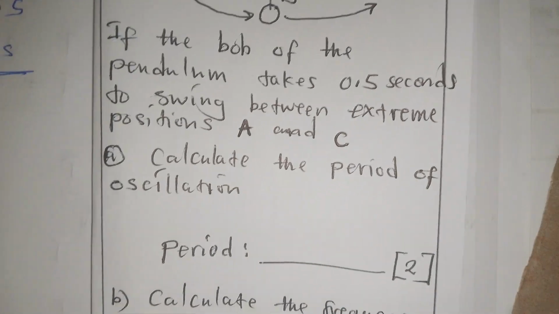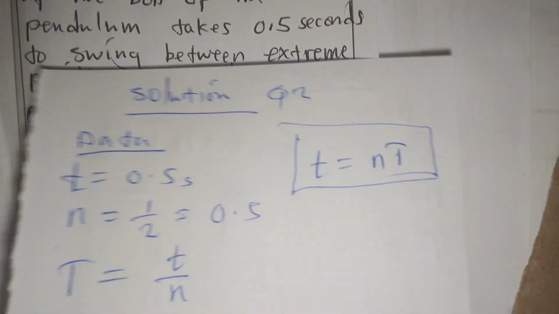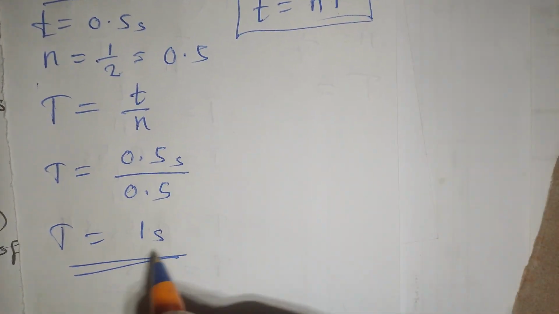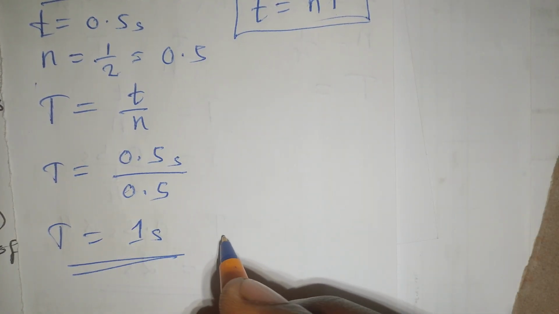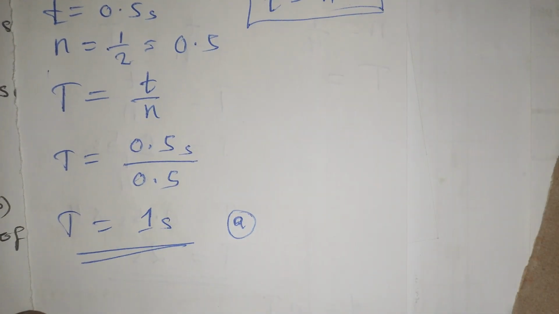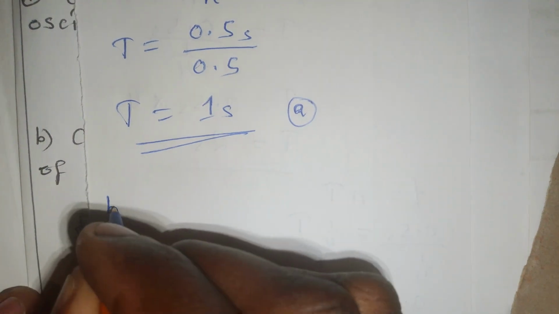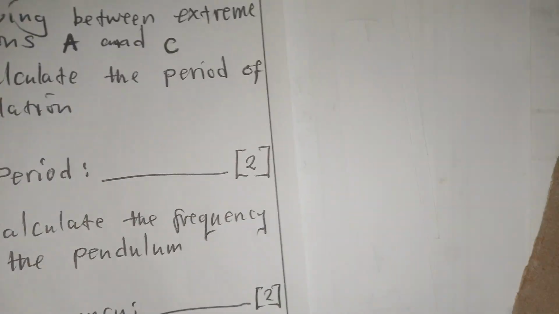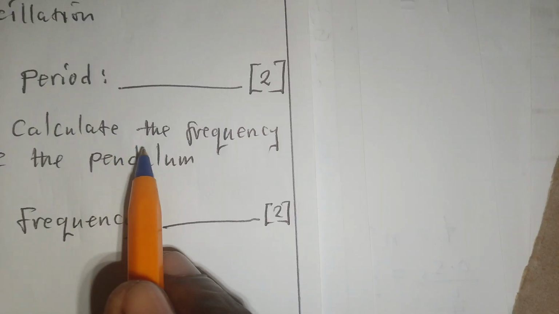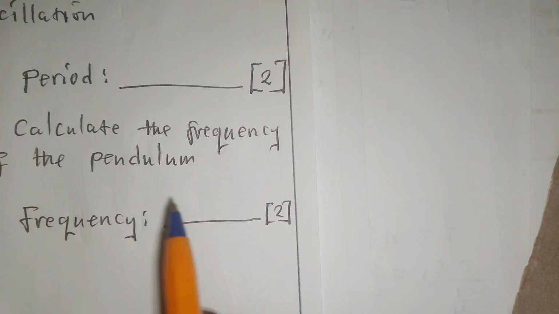So before you plug in there, you can finish with the unit, second. This is your A. Then you come to B. For B, they are saying calculate the frequency of the pendulum.